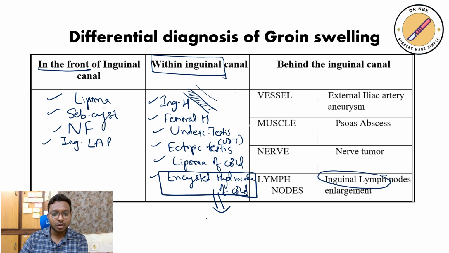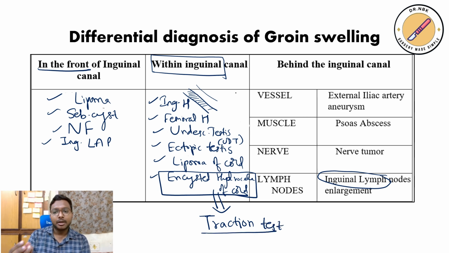There is an important test called traction test, where you will gently hold the testis, ipsilateral testis of the patient, and you will just give a gentle traction. If you see that the swelling is also moving down when you are gently pulling the testis down, it means that it is connected to the spermatic cord. So the diagnosis would be encysted hydrocele of the cord. Okay, so these are the common conditions within the inguinal canal you can have.